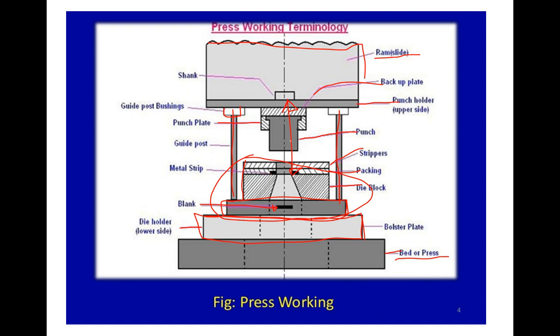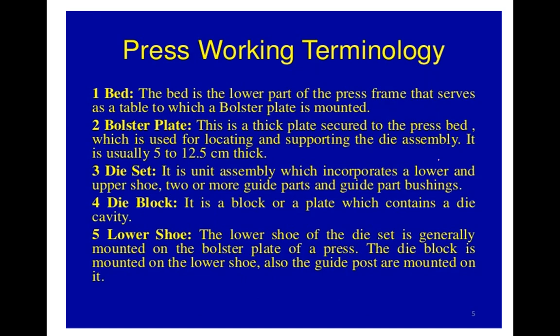That is the blanking punch. And this backup plate is holding the punch, and these guide bushings and guides will guide the punch in the proper direction. And this is the ram. It may be operated by some mechanical means or by some hydraulic means. It will move in an up and down direction. So this is all about the press working terminology or constructional features of the press.